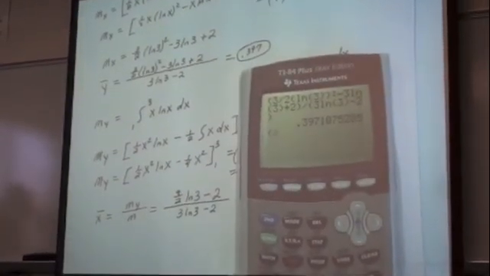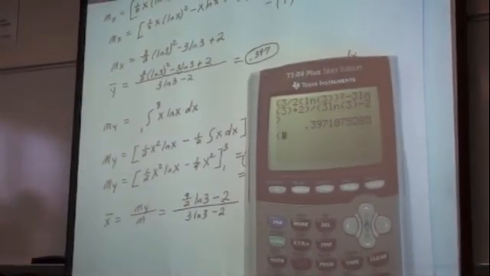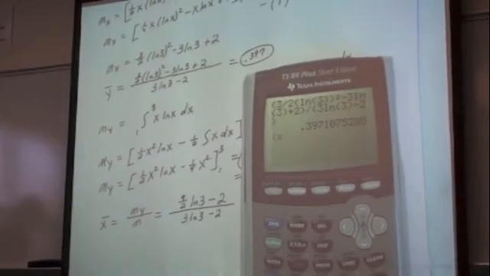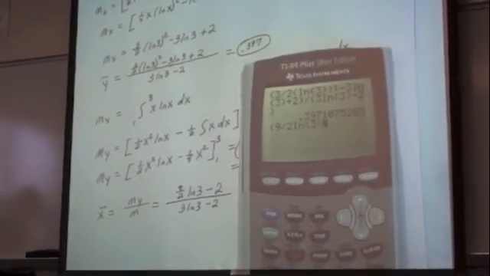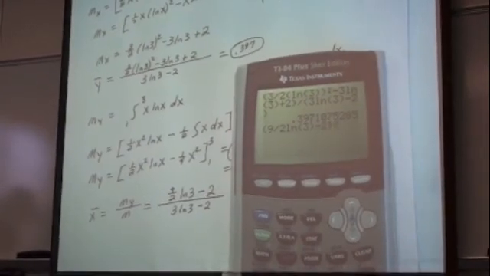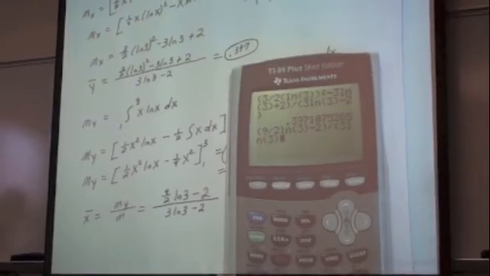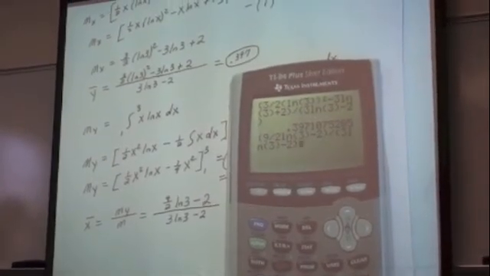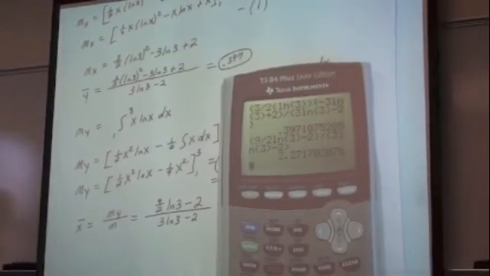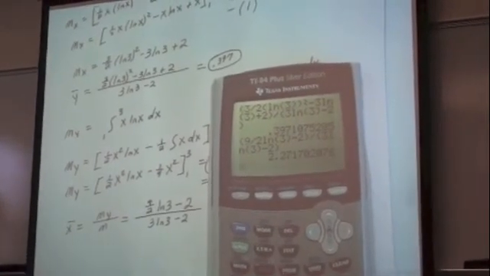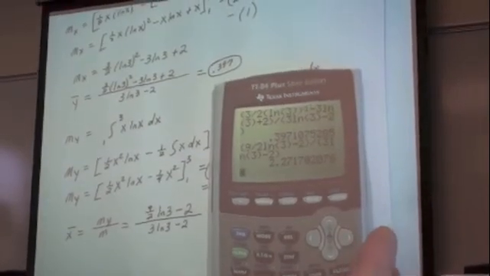So I was expecting this answer to be closer to 3 than it is 1. I predicted 2.4. I don't know. Let's see. 9 over 2, natural log of 3, close the natural log, minus 2, close the numerator, divided by open 3, ln 3, close, minus 2, close the denominator. 2 point, well, not as close to 3 as I thought it would be, but it's certainly closer to 3 than it is 1. 2.272 rounded.